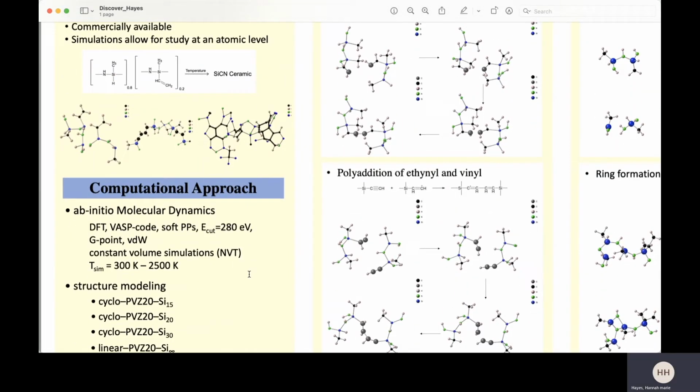For this project, we use ab initio molecular dynamics for the simulation trajectories. This project was started by my supervisor at the beginning of last year, and performing these simulations can take weeks to months. So the data was collected and these simulations were then provided to me, and I investigated the cross-linking and pyrolysis of different models. All of these models were under periodic boundary conditions.